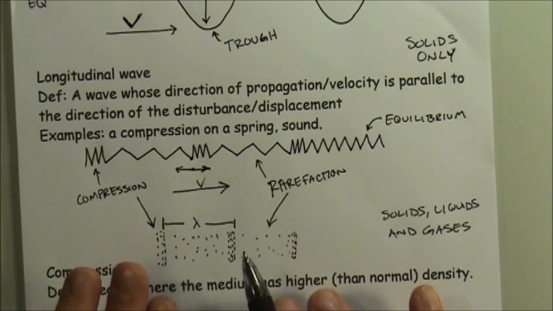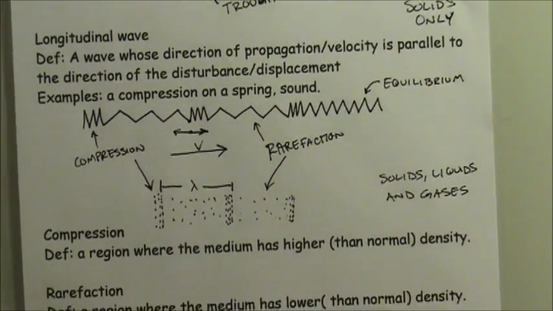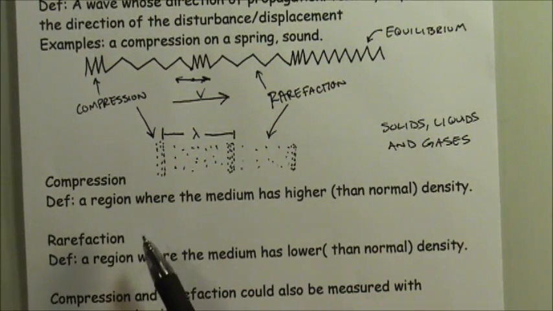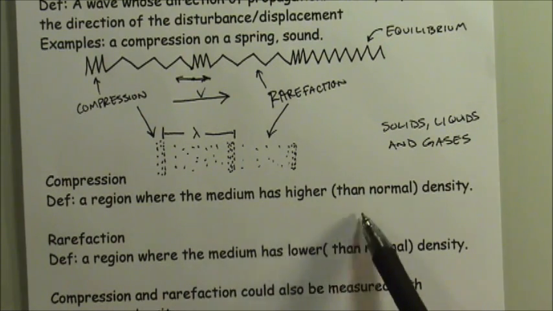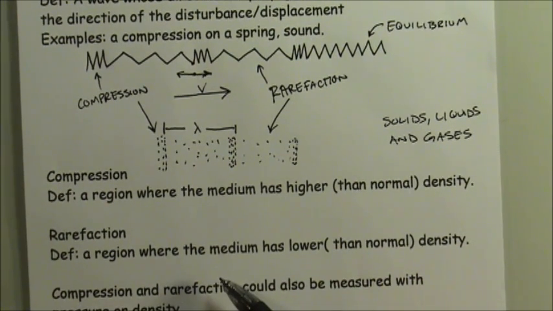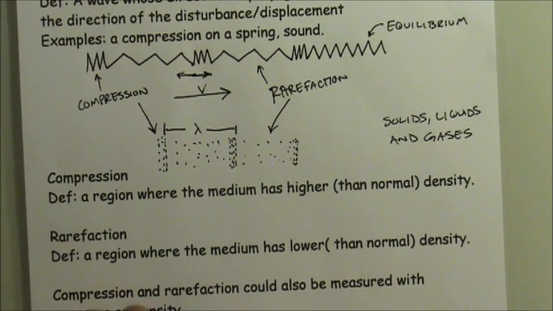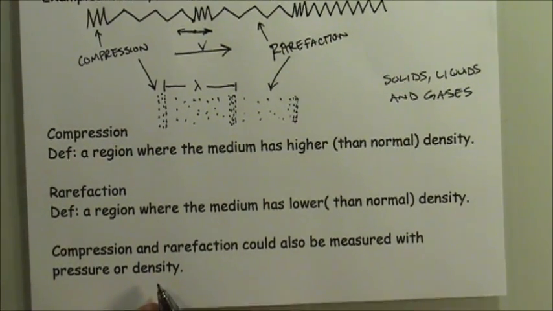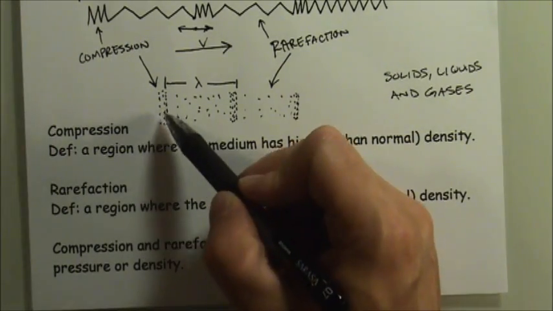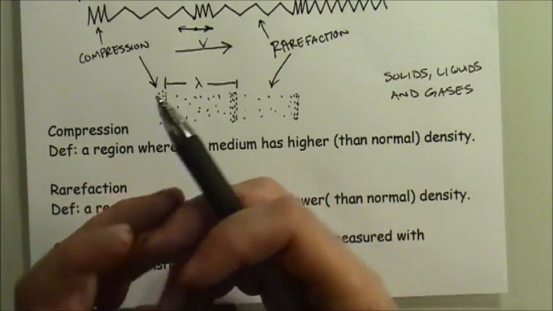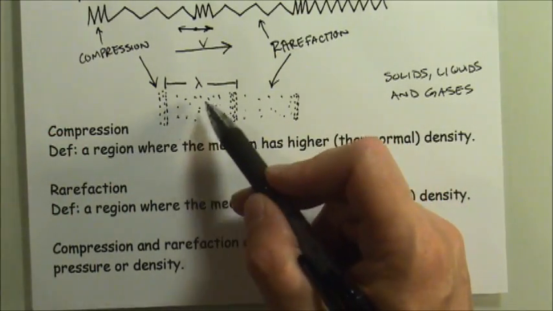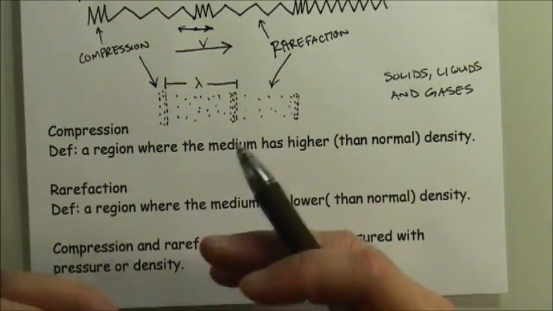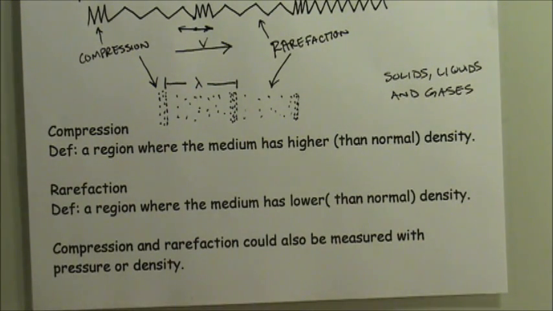One last thing to clarify for longitudinal waves. When we talk about a compression and a rarefaction, a compression is a region where the medium has higher than normal density, and a rarefaction is a region where the medium has lower than normal density. If we were talking about a gas or even a liquid, we could also replace the density concept with the idea of pressure. Here, where the molecules have been squeezed together into a smaller space, they are under higher pressure, and here, where the molecules have been stretched out or rarefied, those particles are under lower pressure.